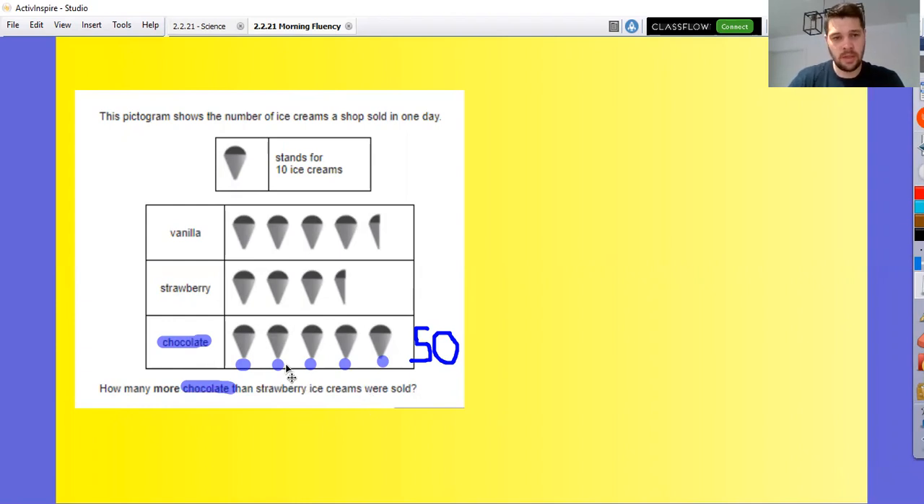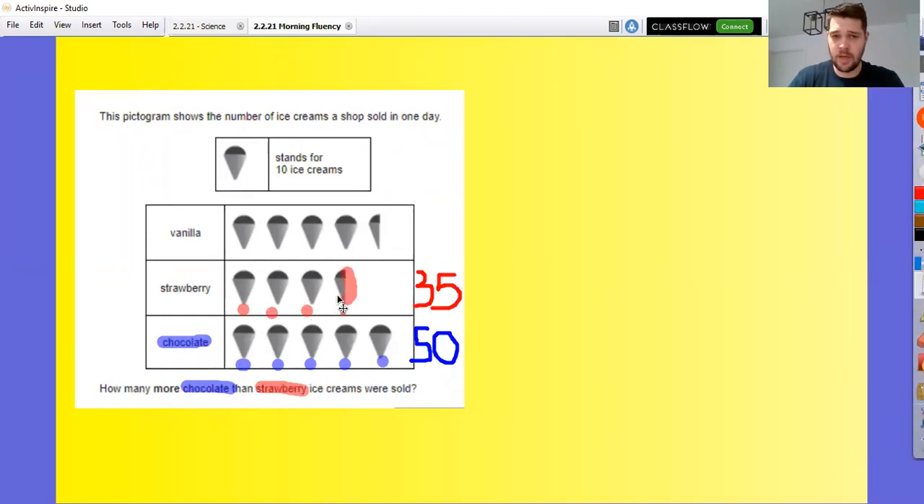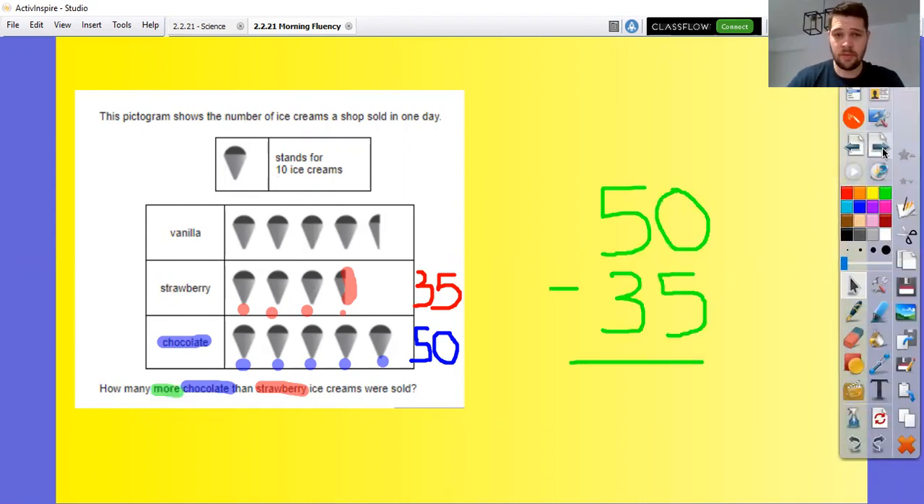Our reasoning question, this pictogram, the question said, using the pictogram, how many more chocolate than strawberry ice creams were sold? So chocolate, 10, 20, 30, 40, 50. Strawberry, 10, 20, 30, and half of my picture that stood for 10 ice creams. So half of 10 is 5. So 35 strawberry ice creams. So I can do 50 take away 35 to give me my answer. Hopefully you came up with 15.